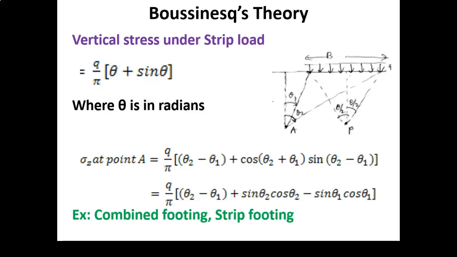If we want to estimate the vertical stress at a point A which is away from the strip load, then we have to draw radial lines from the endpoints of this strip load to the point A. Then we have to measure the angles made by these radial lines with vertical, that is theta 1 and theta 2. For this case, the equation is given as sigma z equal to q by pi into (theta 2 minus theta 1 plus cos(theta 2 plus theta 1) into sin(theta 2 minus theta 1)). Here in this equation, the difference theta 2 minus theta 1 must be taken in radians.